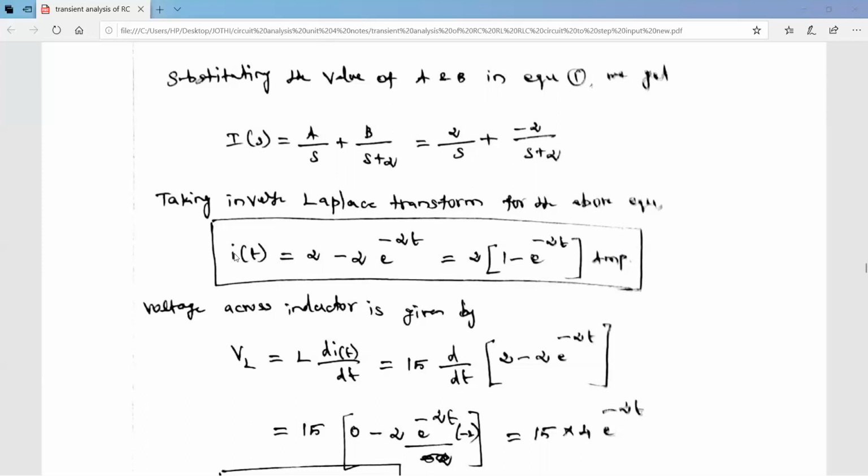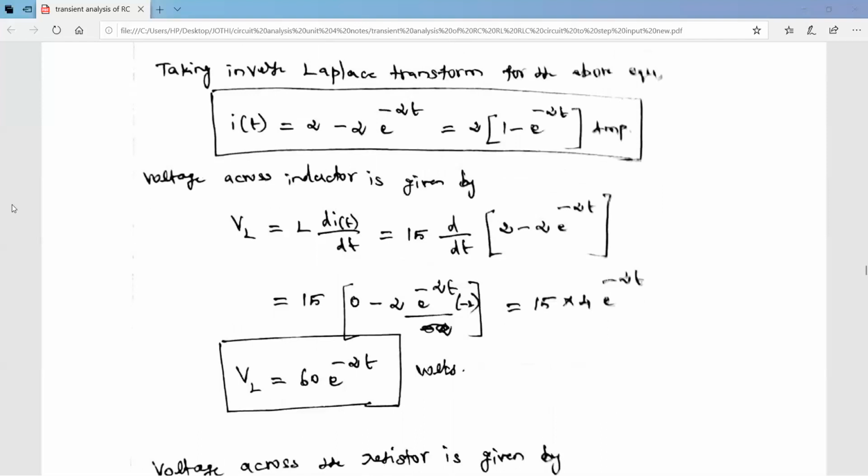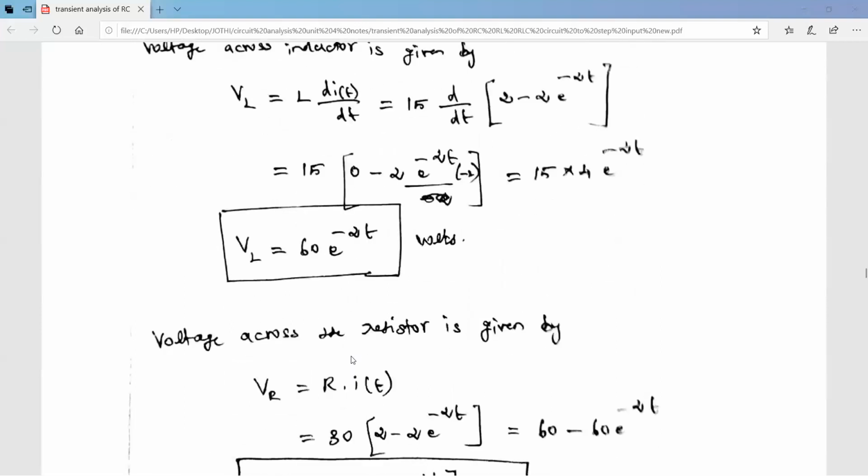See this expression: in the current expression we have the variable time t. With respect to the value of t, the current flowing through the RL circuit is varying. It's not a constant. With respect to time, the current flowing through the RL circuit will be varying. That's why we call this response a transient response. Next, in the question they asked for the voltage across the resistor and the voltage across the inductor.